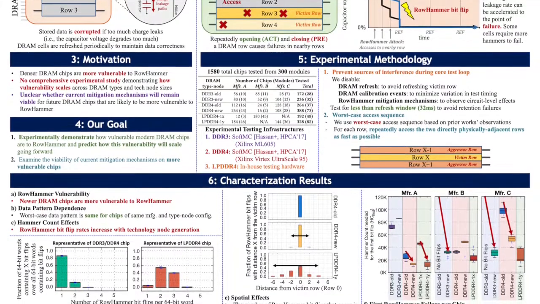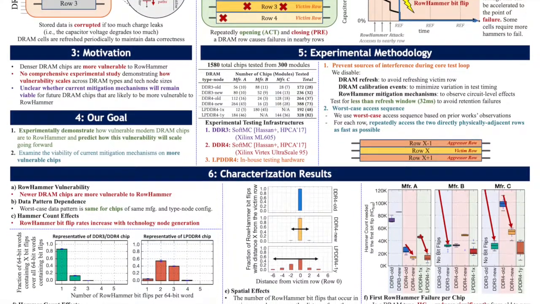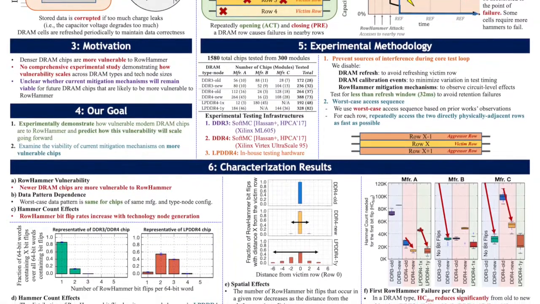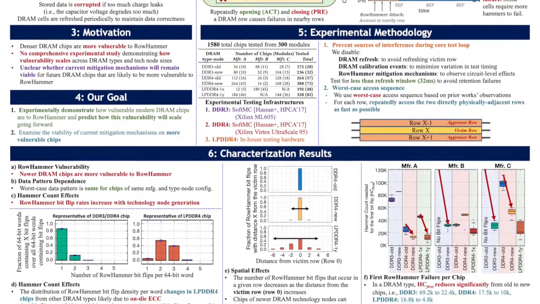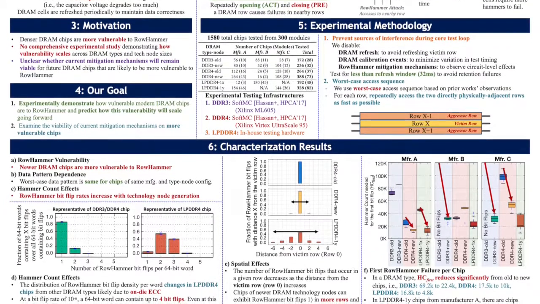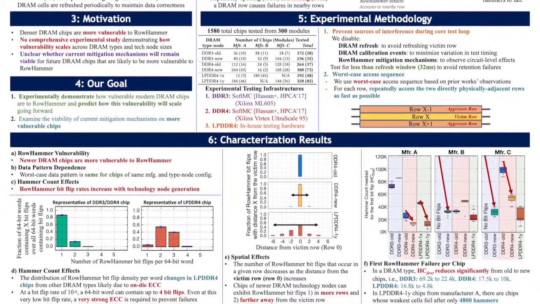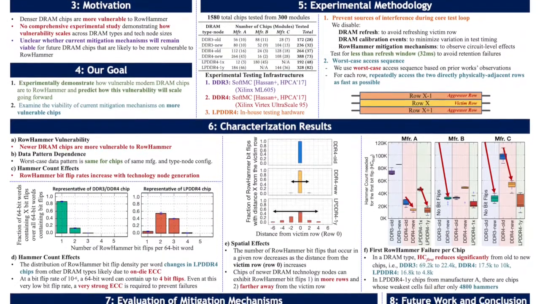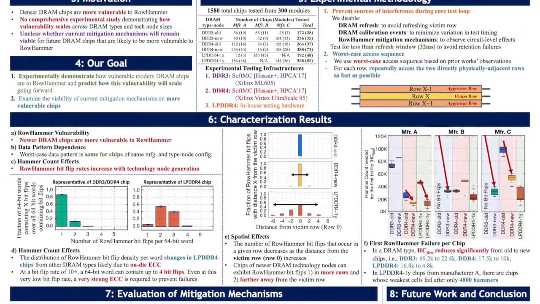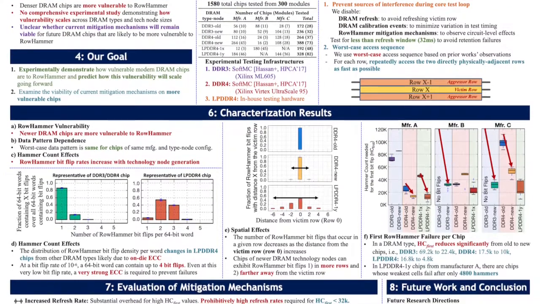We characterize over 1,500 DRAM chips from 300 DRAM modules, spanning the 3 major DRAM manufacturers, which we anonymize as A, B, and C, of 3 DRAM types or standards: DDR3, DDR4, and LPDDR4. We identified 2 technology nodes per DRAM type, old, new, 1X and 1Y, which we categorize based on manufacturing date, datasheet publication date, purchase date, and characterization results.